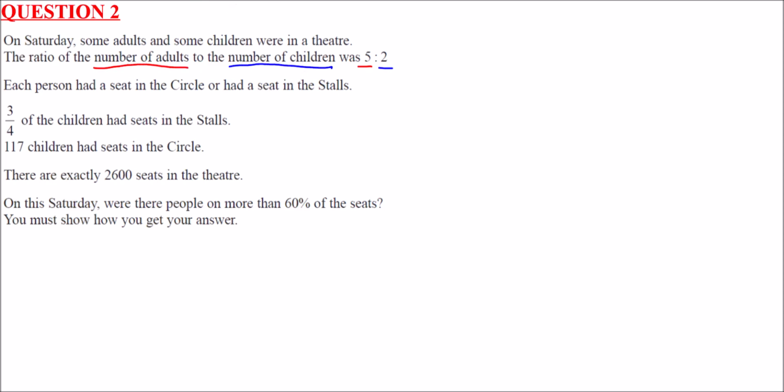Now, first of all, what we're told here is that 3/4 of the children had seats in the stalls. Now, all the people were either in the circle or the stalls. So if 3/4 of these children were in the stalls, that means that the other remaining quarter must have been in the circle. So 1/4 of the children are sat in the circle.